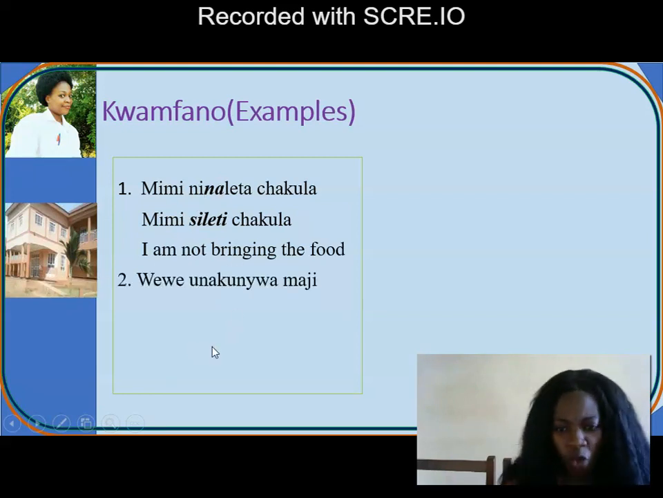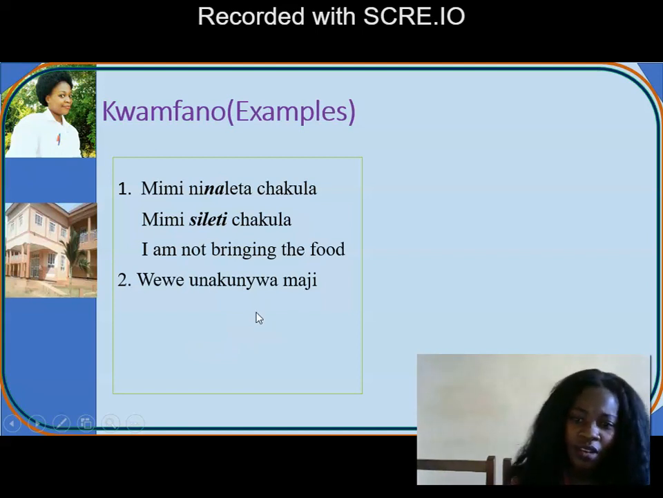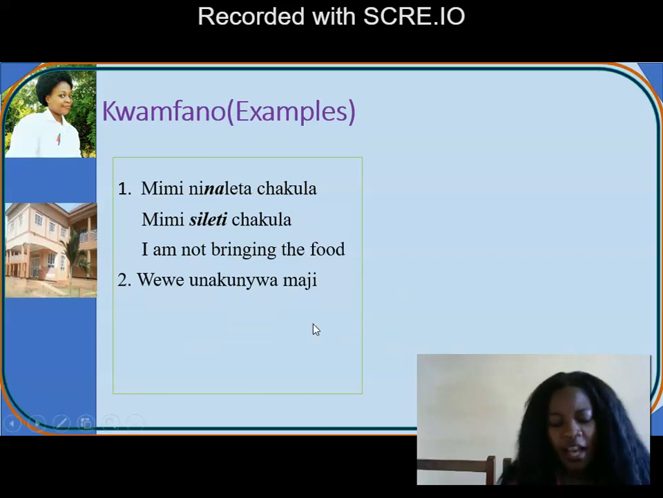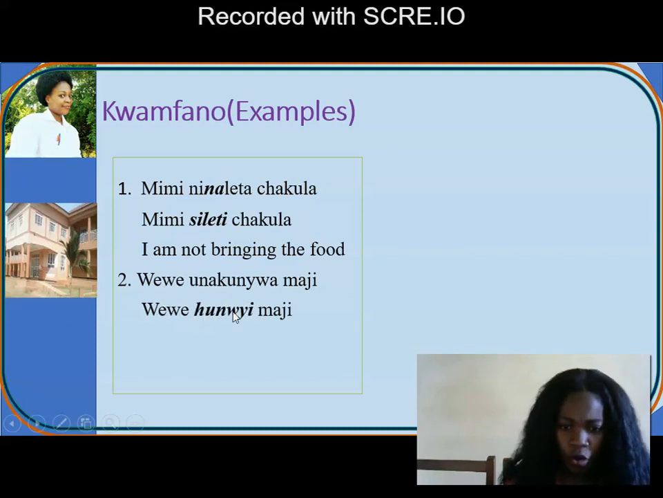Number 2, wewe unakunywa maji. What comes to your mind when you hear this statement? They've told you to put it in negative form. How can you put it there? First of all, you look for the negative pronoun marker for wewe. Its negative pronoun marker will be hu, which means you are going to put hu instead of u. And it will be wewe hunywi maji.